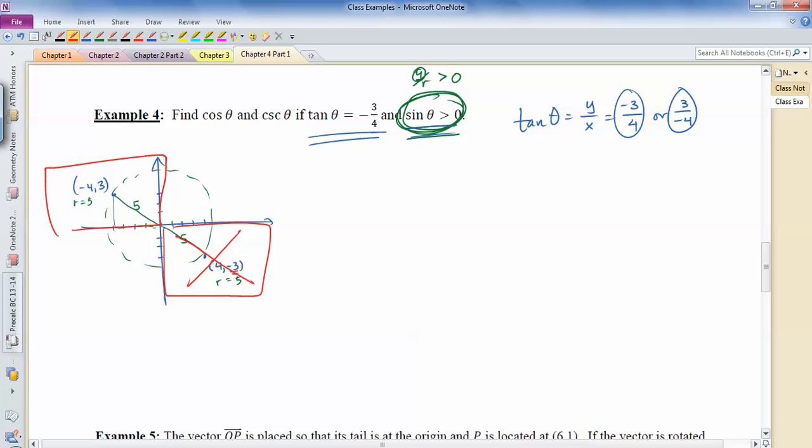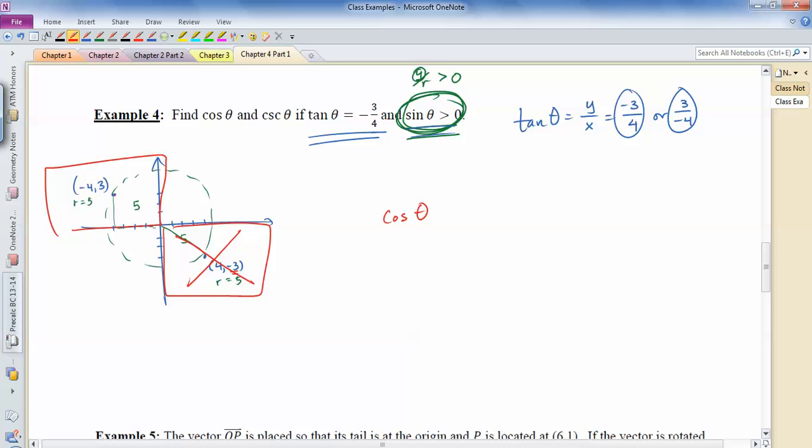That part. Okay, so I need cosine theta. By the way, that means this is my theta right here. Or it could also be something like 360 plus that would be my theta. But we'll get back to that later.